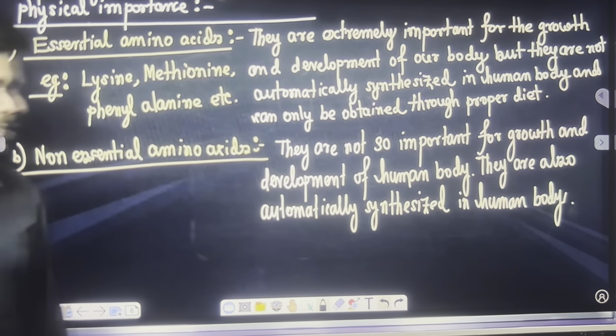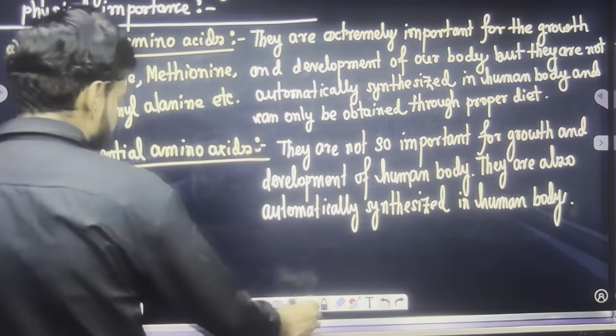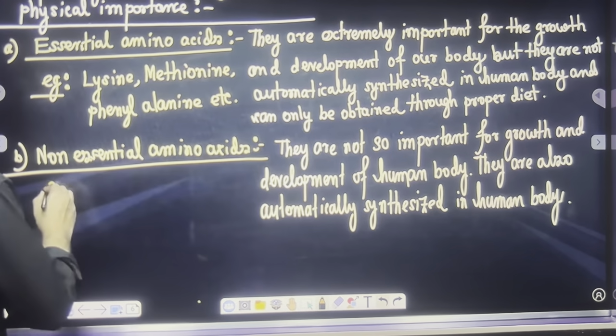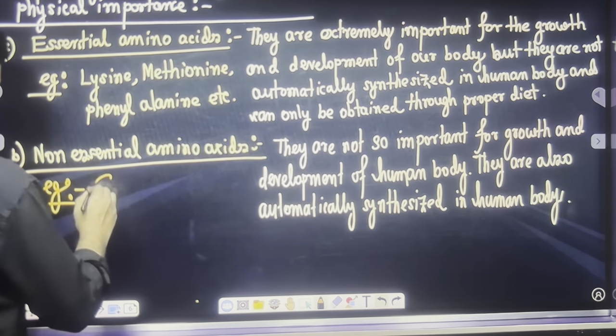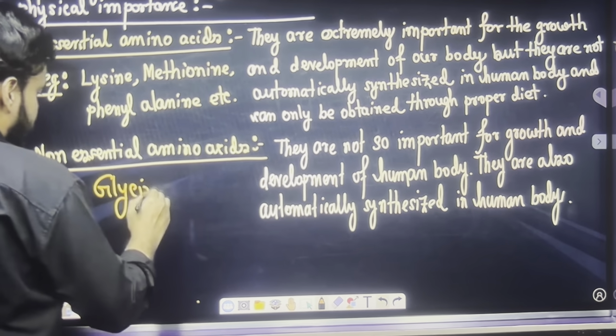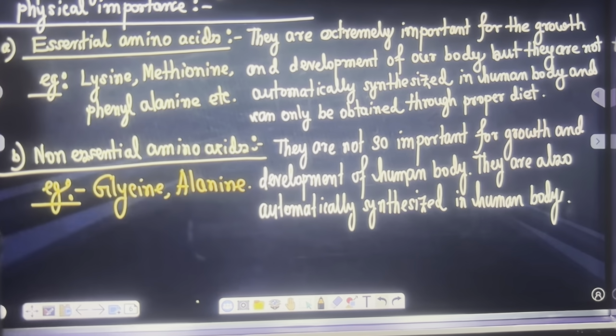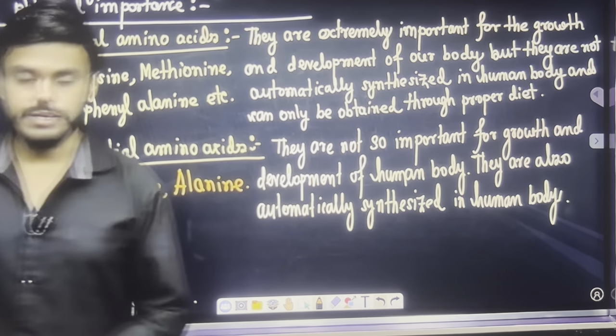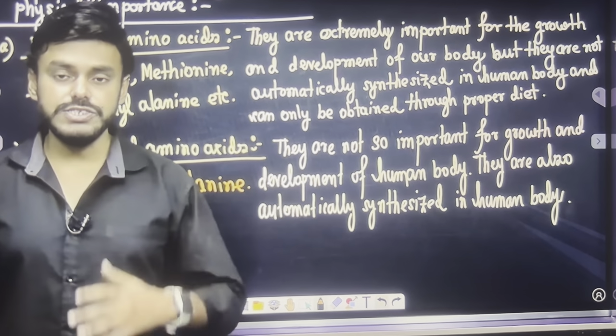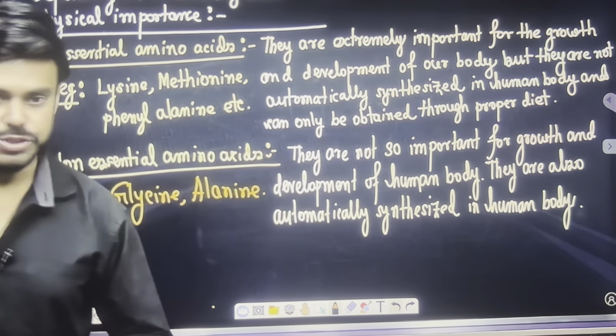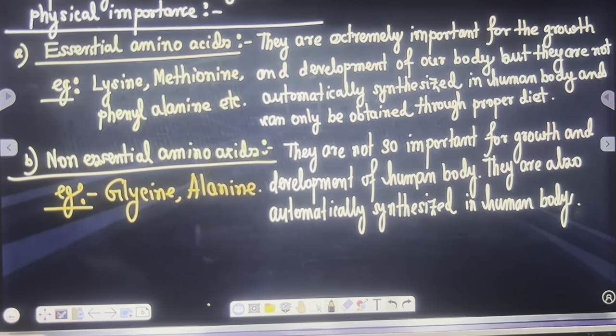For example, you can write glycine. It's an example of non-essential amino acids. You can write alanine. A very good piece of information: the amino acid containing sulfur is cysteine. Okay, very good information. Let's move forward.